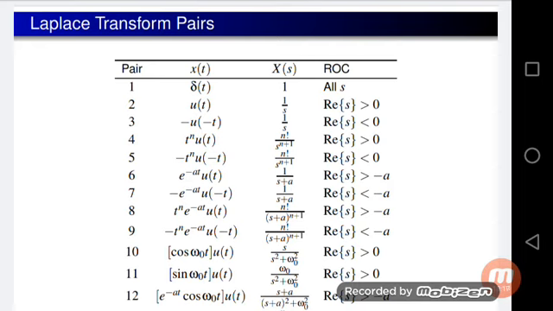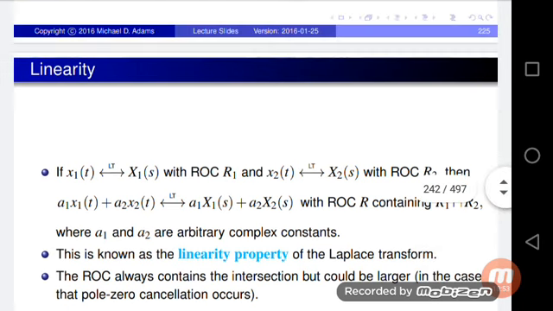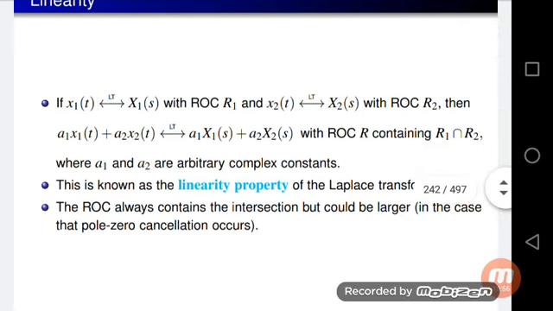For example, what is pair 8 in terms of small x of t? e power minus at u of t. What is pair 10 in terms of capital X of s? s by s square plus w square. What is the ROC of pair 3? Re of s less than 0. Like this, there are different properties and different pairs.